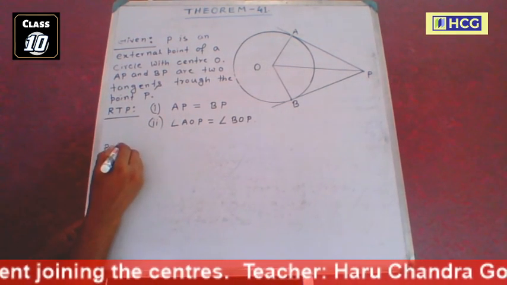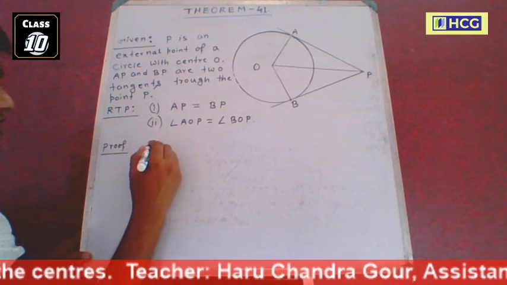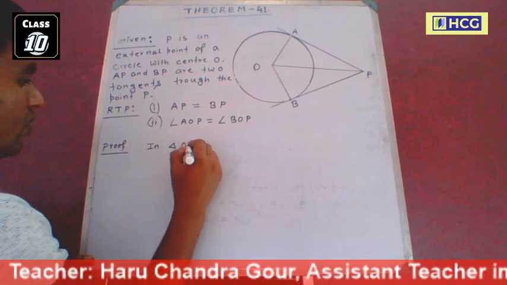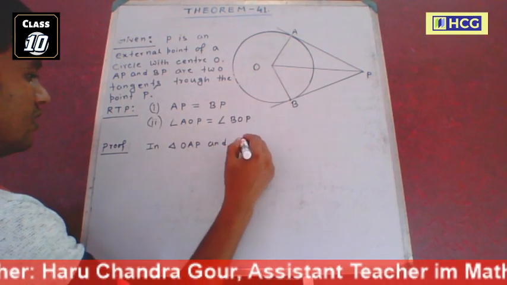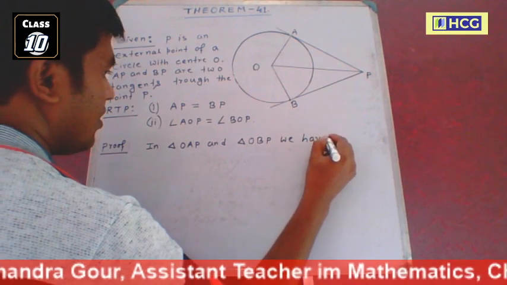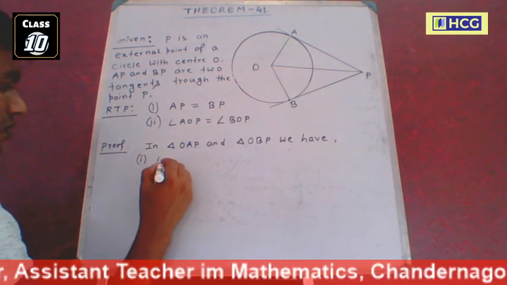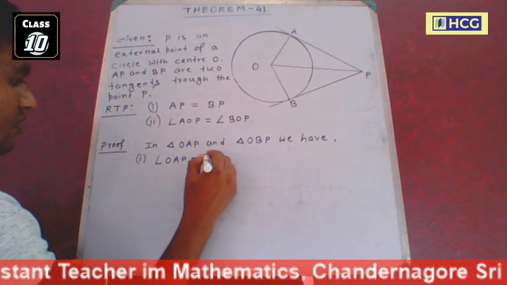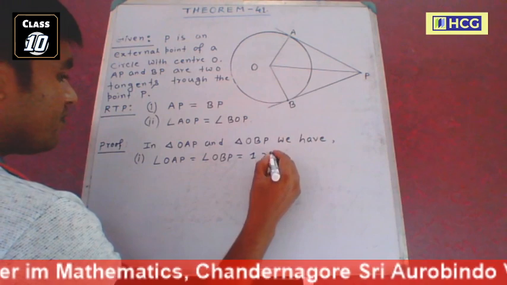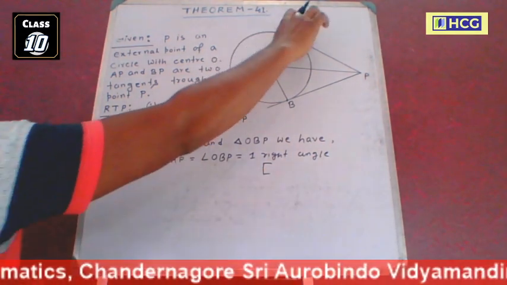Proof of the theorem. No construction. Now we compare in two triangles. In triangles OAP and triangle OBP, we have number one, angle OAP is equal to angle OBP equals to one right angle, because OA is a radius and AP is a tangent.